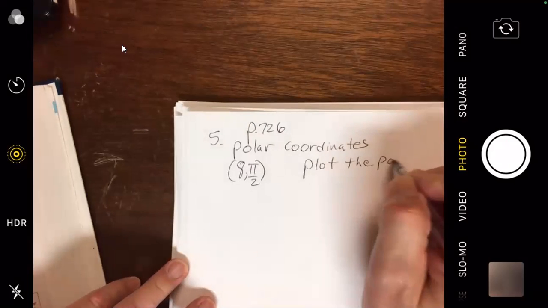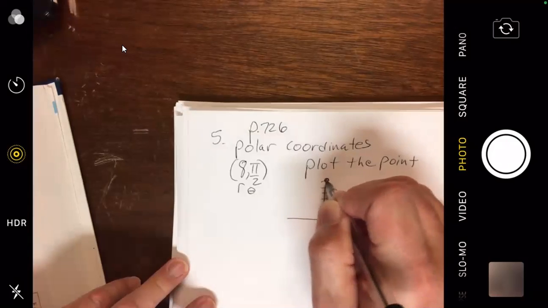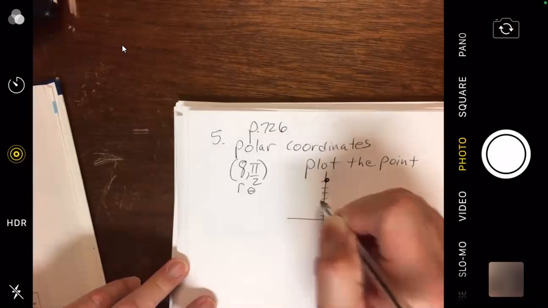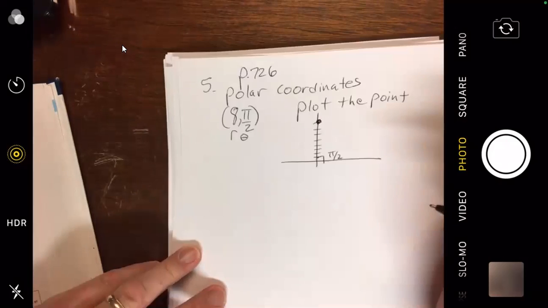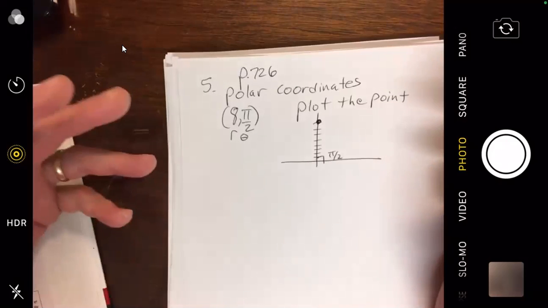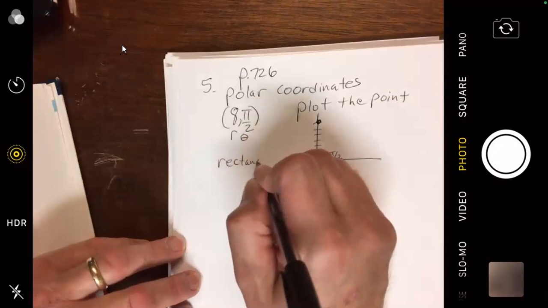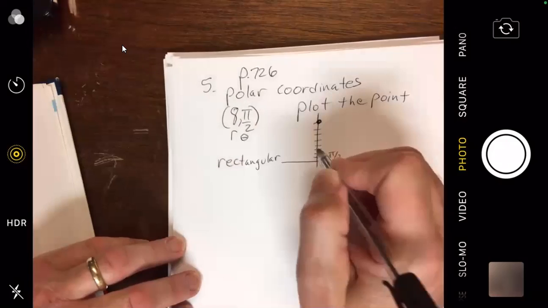See, if these are polar, that's an r, that's a theta, which means you are 3, 4, 5, 6, 7, 8 directly up the y-axis at pi over 2. Angle is pi over 2. So there's a point. You just draw a dot at it. There's plot the point. You could probably do the rectangular in your head. The rectangular would be x is 0 and y is up 8.